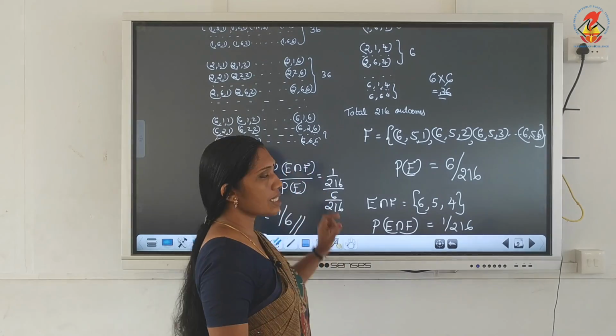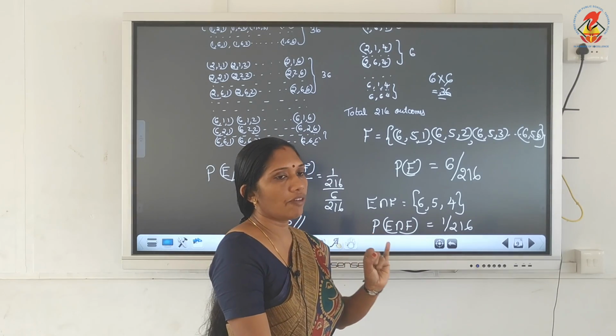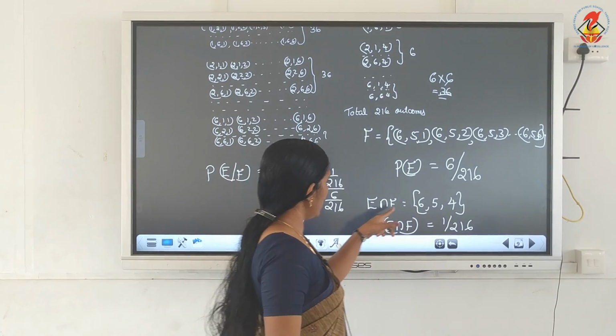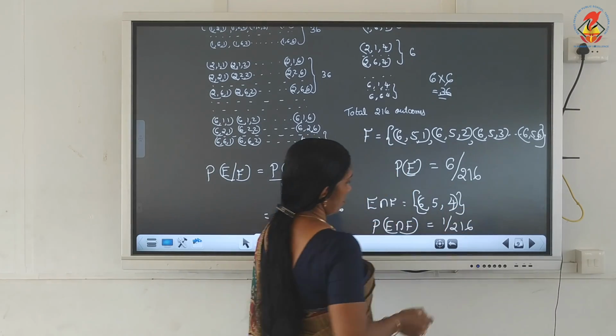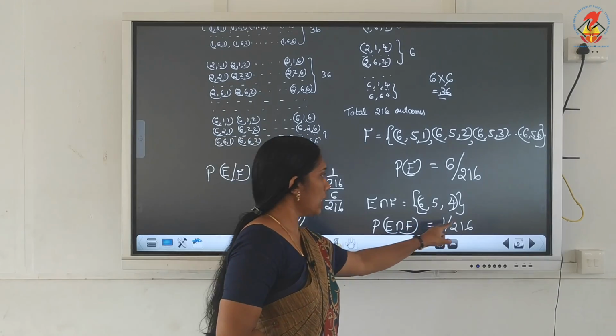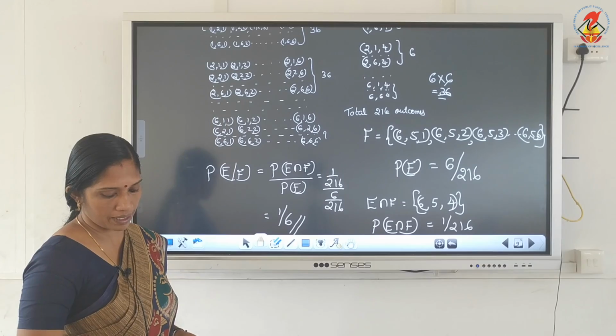So here E intersection F means 6, 5 in the first 2 places and 4 in the third place. So the element is only this one, 6, 5, 4. So the probability is 1 out of 216. So when we divide, we get 1 by 6.